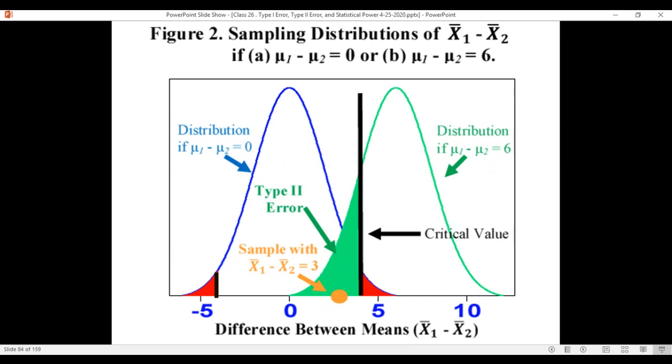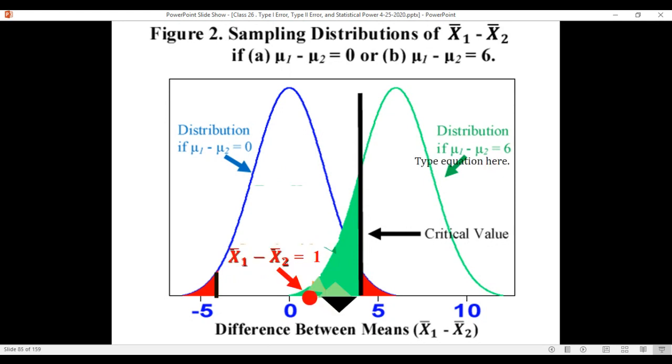Now, notice that in the middle of the graph, a green area has been filled in. This green area is the left end of the true sampling distribution. The green area represents paired samples from the true sampling distribution, whose means do not differ very much from each other. The gold dot represents one of these paired samples. In this paired sample, the difference between the sample means is 3 points.